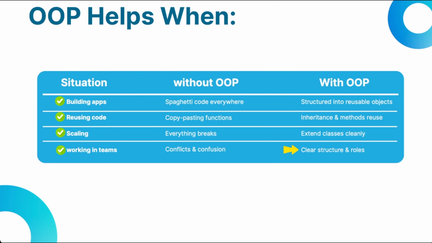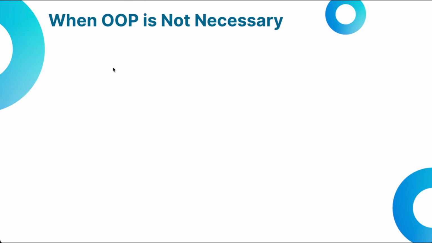This is why object-oriented programming is such a powerful way to write code. It keeps things organized, reusable, and scalable, and makes team collaboration far more efficient. Now, while object-oriented programming is a powerful tool, it's important to know that you don't always need it. Sometimes using object-oriented programming can be overkill.